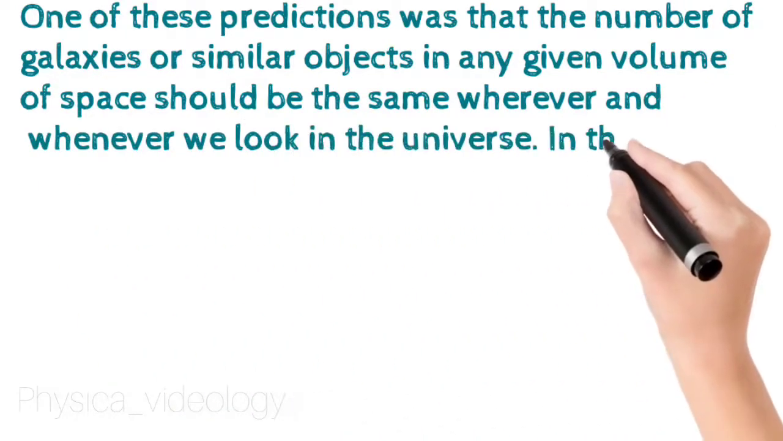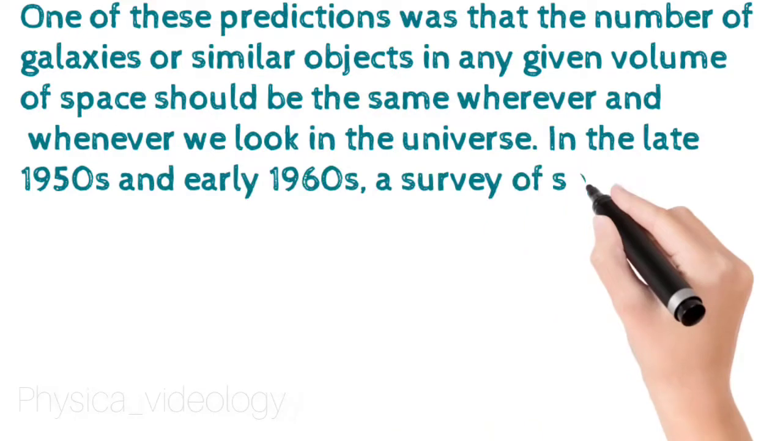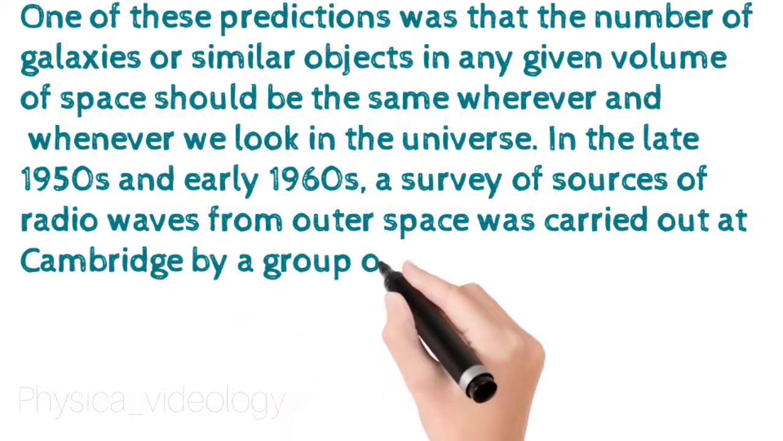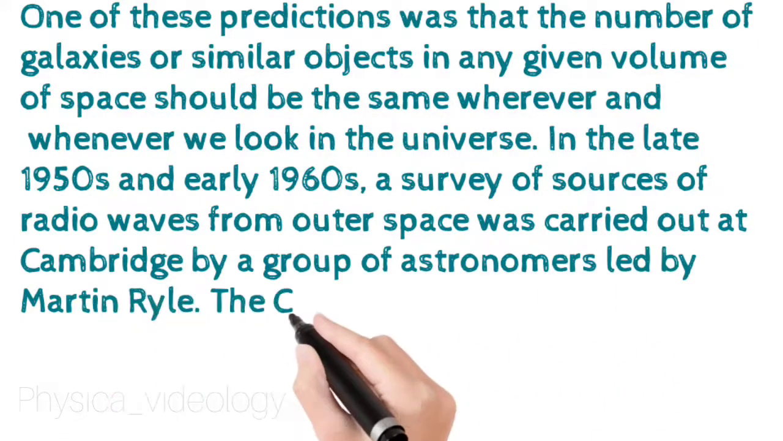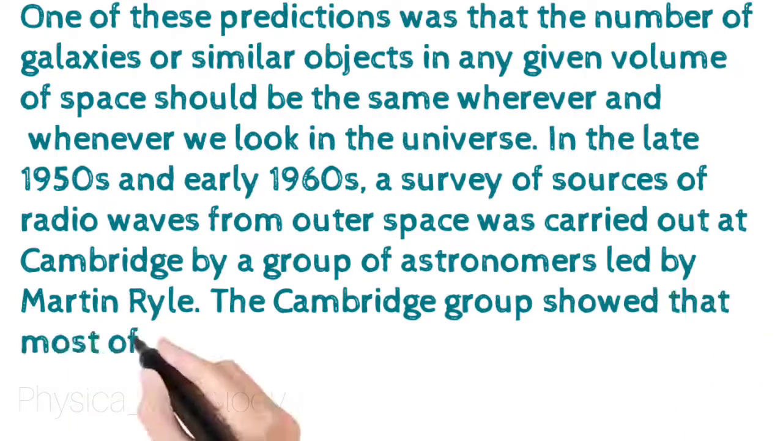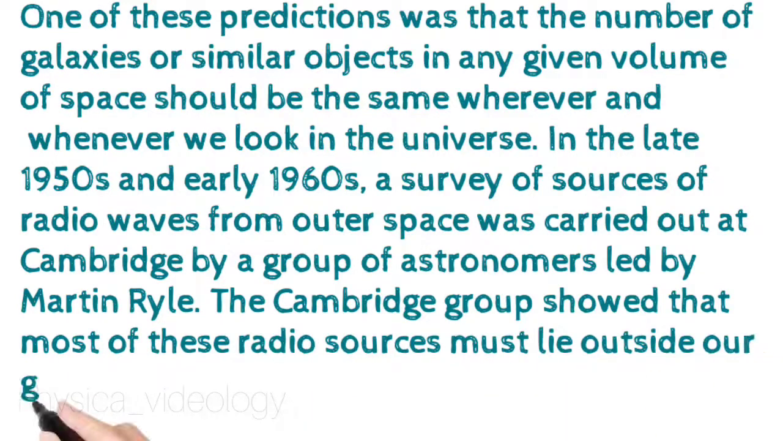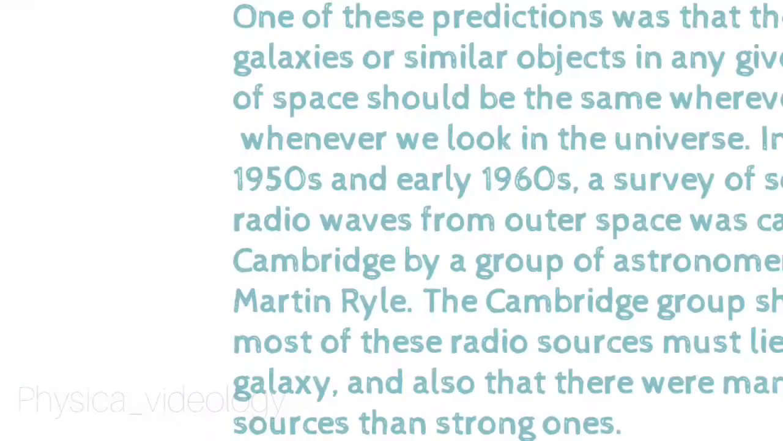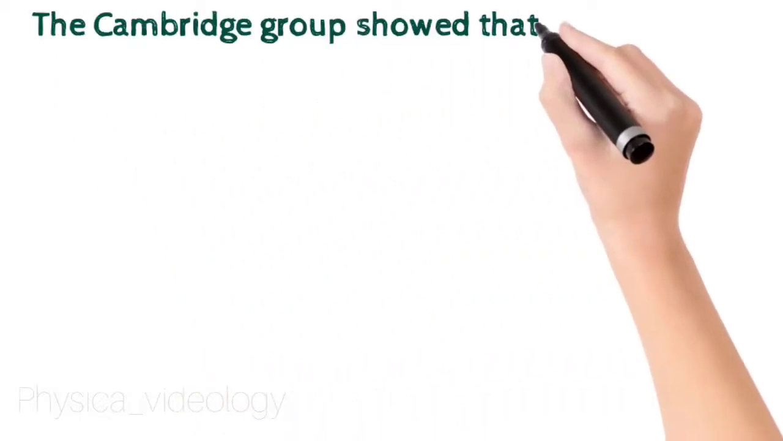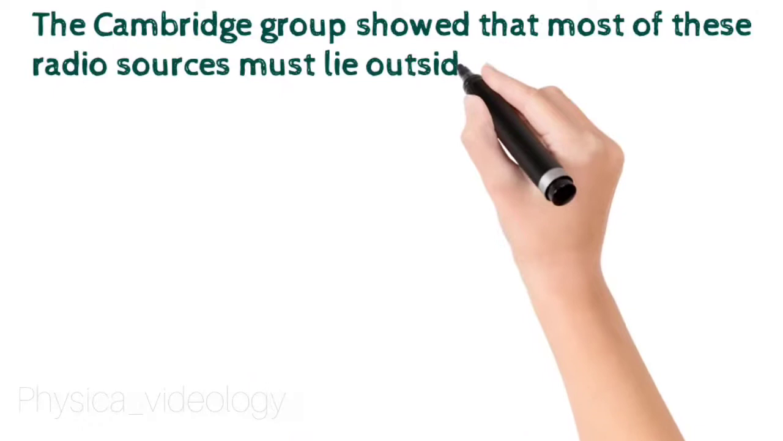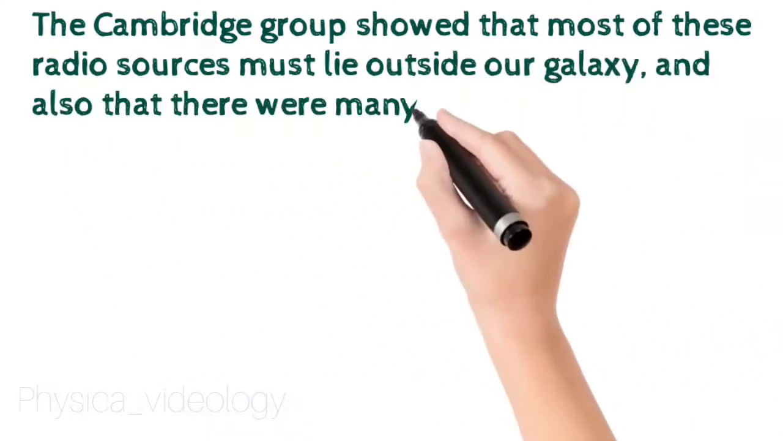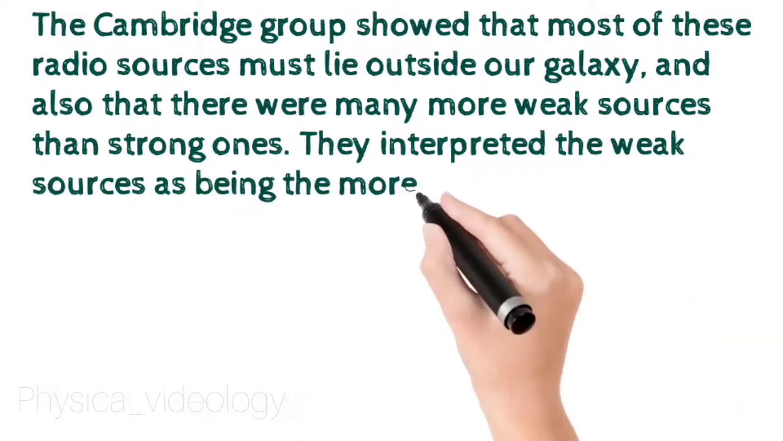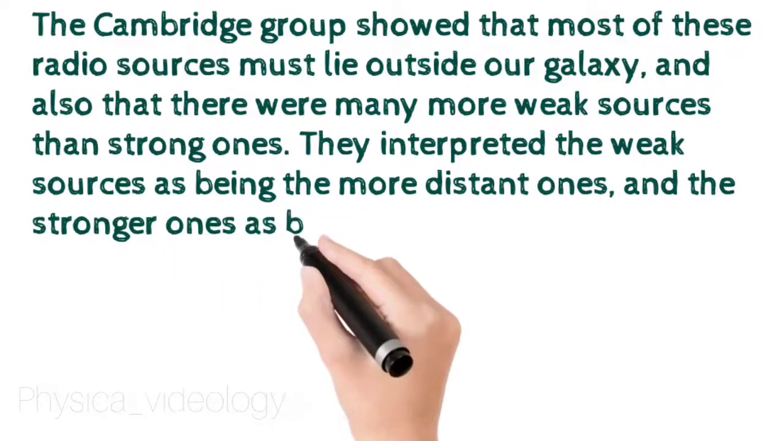In the late 1950s and early 1960s, a survey of sources of radio waves from outer space was carried out at Cambridge by a group of astronomers led by Martin Ryle. The Cambridge group showed that most of these radio sources must lie outside our galaxy, and also that there were many more weak sources than strong ones. They interpreted the weak sources as being the more distant ones, and the stronger ones as being near.